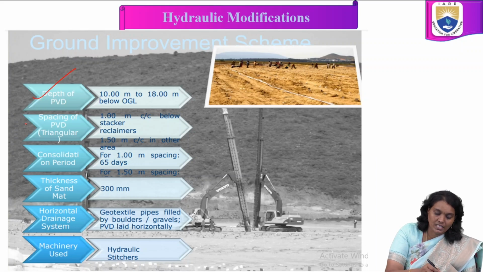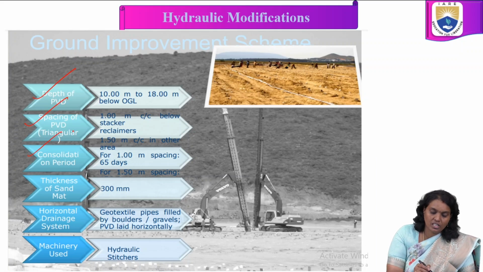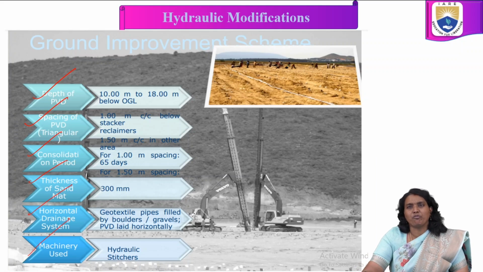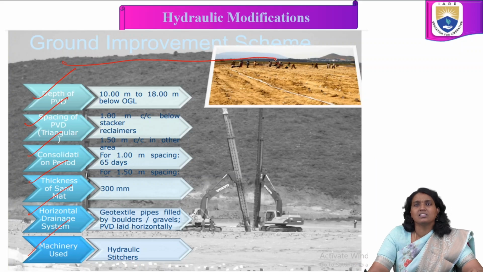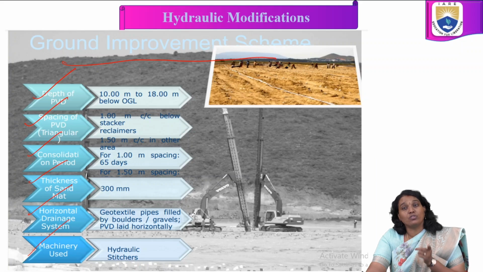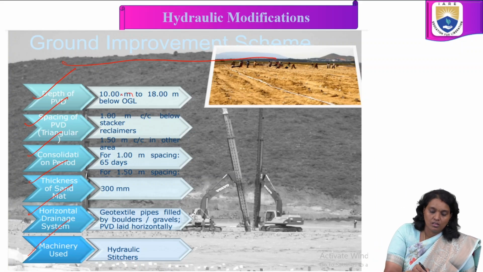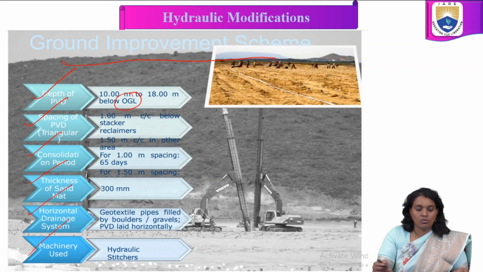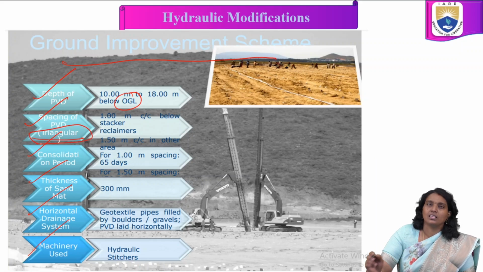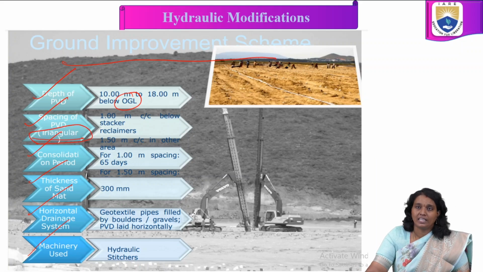So these are the ground improvement schemes which we understand for wick drains, based on the depth of PVD, spacing of the PVD, consolidation period, thickness of the sand mat, horizontal drainage system, and which type of machinery we are using. These all come under our ground improvement scheme. We have to understand the depth below ground level, and which type of spacing, in particular the spacing of PVD in the case of the triangular pattern.